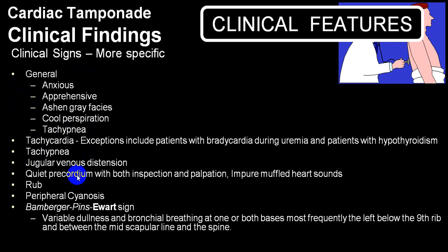You will not be able to locate the apical impulse, and even if you auscultate the cardiovascular system, heart sounds are muffled or sometimes almost inaudible. Rub is never present. There will be severe peripheral cyanosis. You may be able to demonstrate Ewart's sign, where there is bronchial breathing on the left side below the scapula, and on percussion there will be a dull note, very characteristic because of compression of the lung.